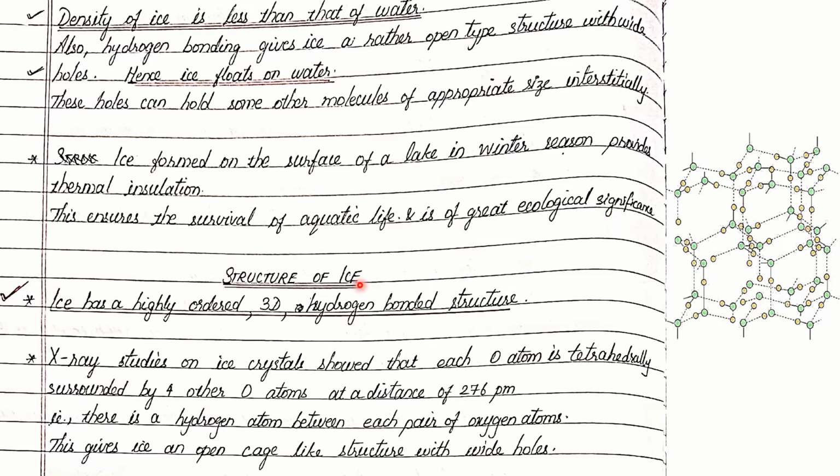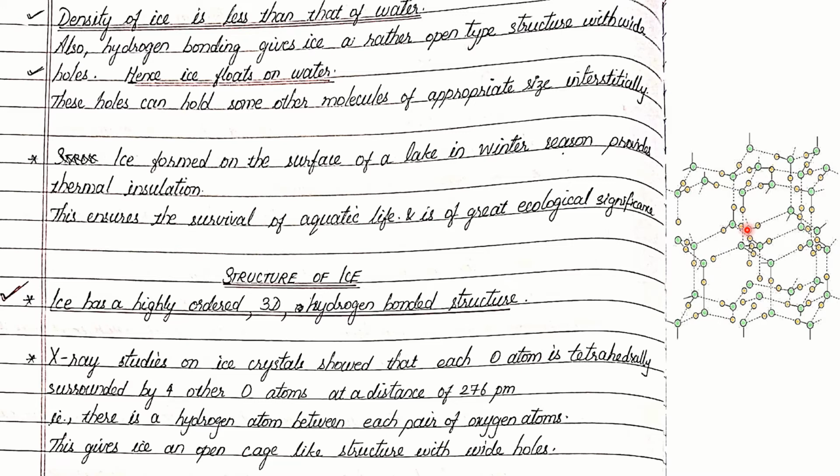Now let's study about the structure of ice. What is the structure of ice? It is very important, children. You should register this in your mind. Ice has a highly ordered three-dimensional hydrogen bonded structure. See in this structure, the green circles denote the bigger oxygen atoms and the orange circles denote the smaller hydrogen atoms. So you can see that a water molecule has an oxygen atom bonded to two hydrogen atoms, and this in turn is bonded to other water molecules by means of hydrogen bonding.